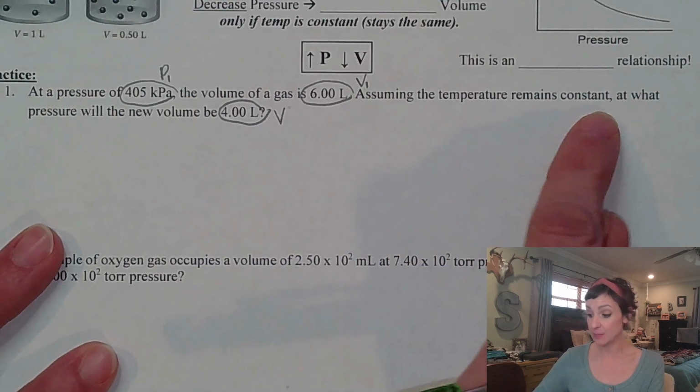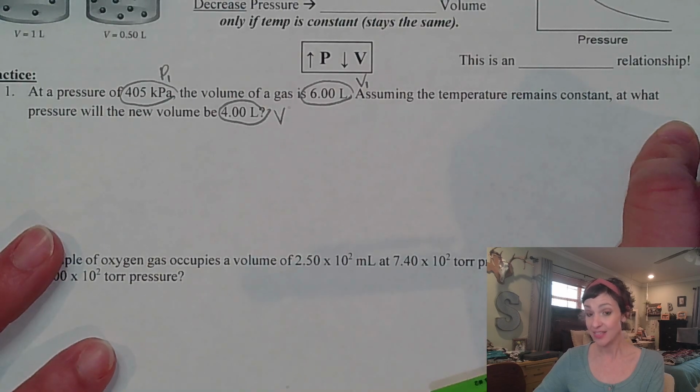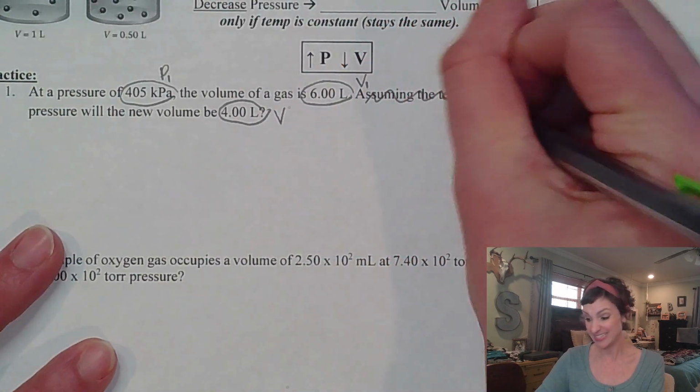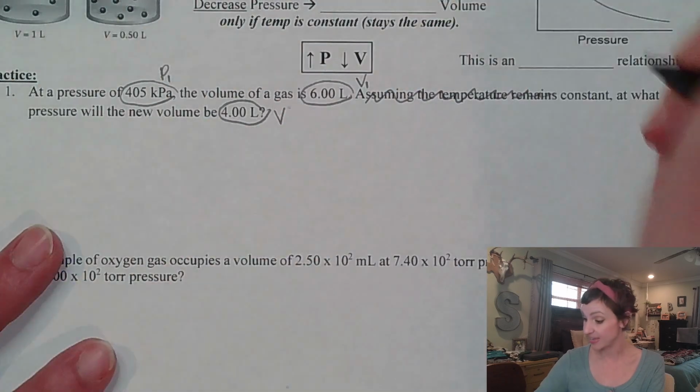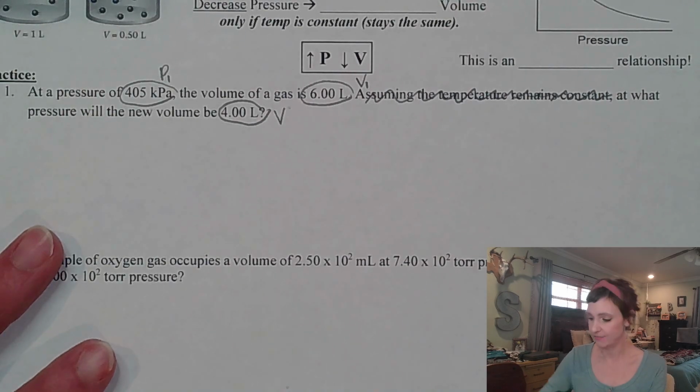So it's assuming the temperature remains constant. Now, here's a trick. Y'all get freaked out by this statement. Guys, that just means ignore temperature. Temperature is not in this problem, so you should not label anything as T, okay? Assuming temperature is constant means temperature is not involved here.